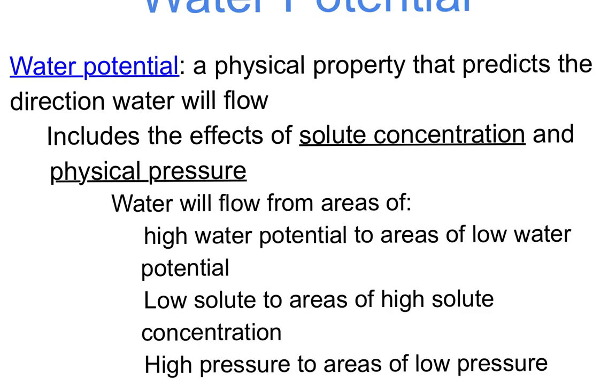Water potential is a physical property that predicts the direction in which water is going to flow. This includes things like the solute concentration and the actual physical pressure. Water will flow from areas of high water potential to areas of low water potential. So from a low solute concentrated area to areas of high solute concentration. It is also from high pressure areas to areas that are lower in pressure. And we can actually calculate this.